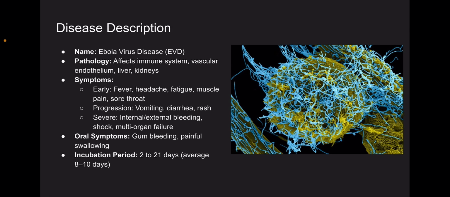One of the hallmark signs of advanced Ebola is bleeding, both internal and external, which results from the virus attacking blood vessels and reducing clotting ability. Patients may bleed from their gums, eyes, or even from needle puncture sites. Ebola also causes widespread inflammation and organ damage, particularly in the liver, kidneys, and immune system. This can lead to septic shock and multiple organ failure, which is often fatal. Other signs such as bleeding gums and painful swallowing are common and add to the distress of patients in the latest stages.